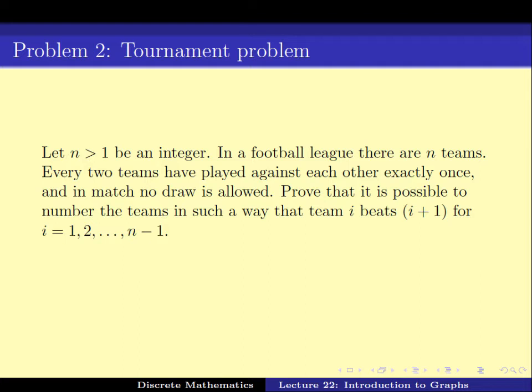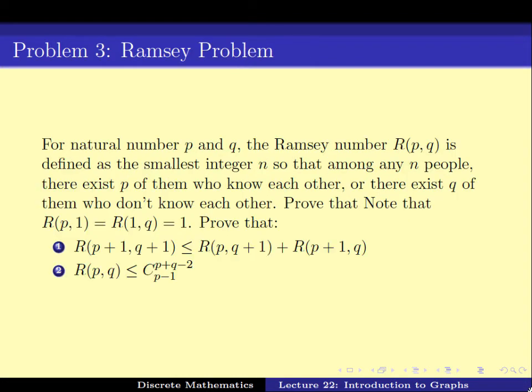So this is one more problem. It is a problem like the other problem, on a real life problem. But how do we solve this problem? Let's look at one more problem. This is called the Ramsey number.